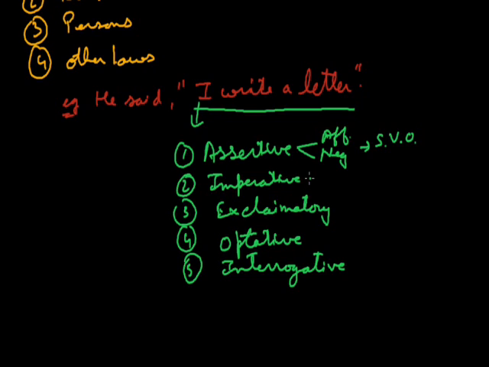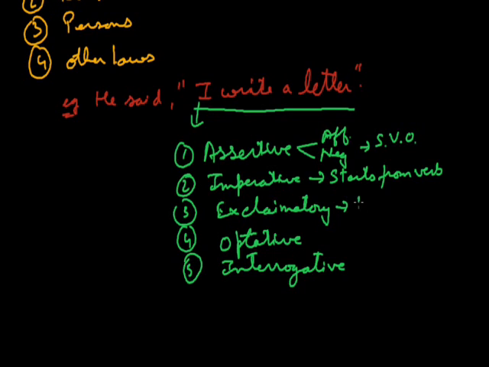Coming on to imperative sentences. Imperative sentences are the sentences in which there is no subject, or we can say the sentence starts from verb. For example, I say open the door, sit down, follow the traffic rules, help the old lady. All these sentences, they start from verb, so they are imperative sentences.